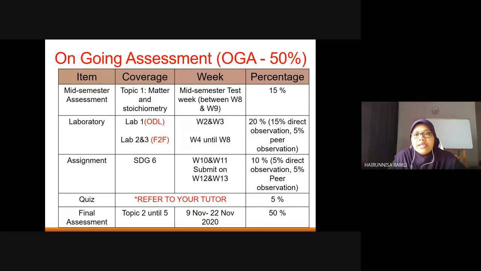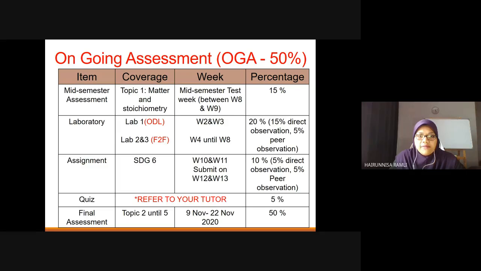So another 5% is peer observation, which is PO. Peer observation is observation from you towards your friend, your group members. Nanti dalam satu eksperimen, kita akan bahagi ikut group. Okay, ikut table, ikut group. Then you have to observe, I mean you do the PO for your friends. Then markah tu kita akan kutip lah untuk masuk as 5%. Okay. So ini untuk lab.